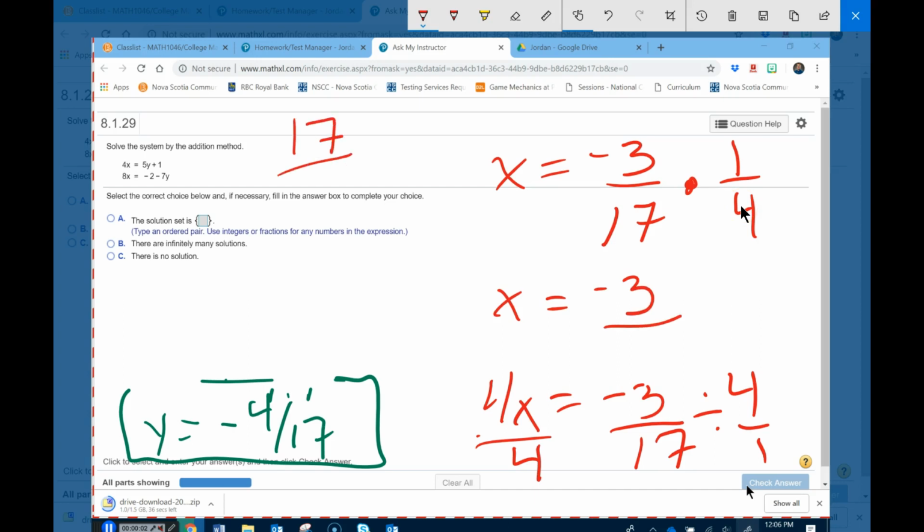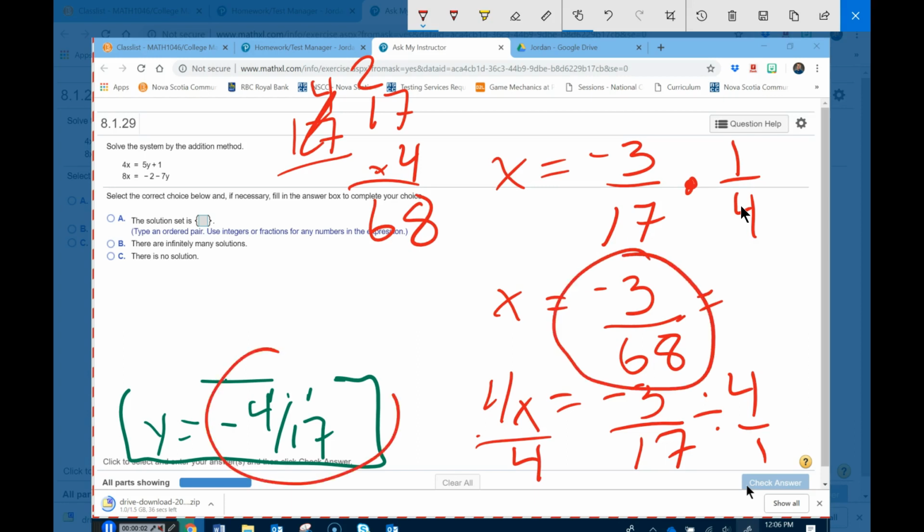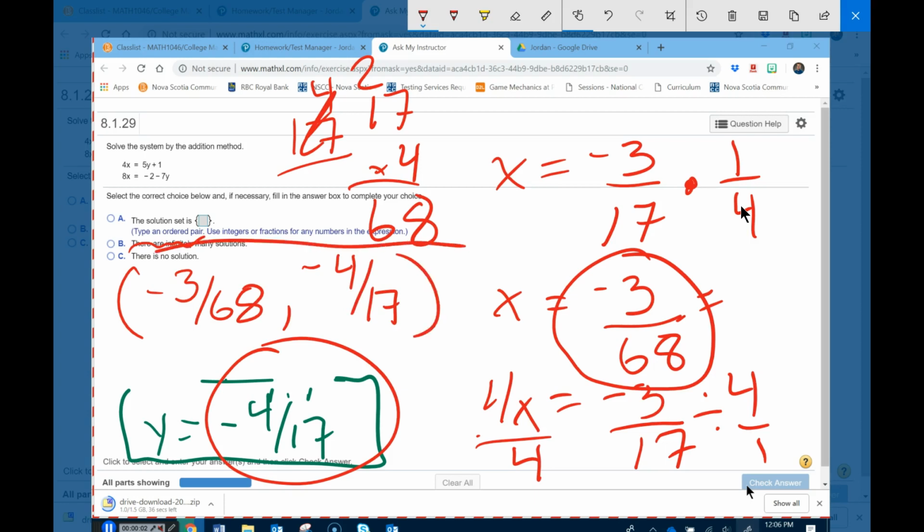I have no idea what that is. You probably have your calculator out and you can skip this portion if you want, although I'd encourage you to work it out. 17 times 4 is 68. Right, so we have negative 3 over 68. 6 plus 8 is 14, so that's not really divisible by 3, so I think that's going to be our answer right there. Now keep in mind we always want an ordered pair, so we always put the x component first, which is negative 3 over 68, comma, our y component, which is negative 4 over 17. Don't forget your brackets or parentheses, but that should give it to you right there.